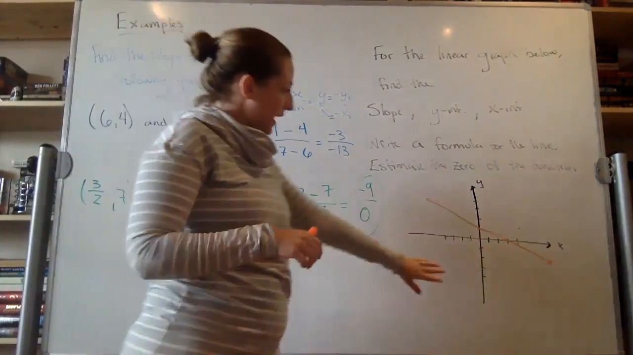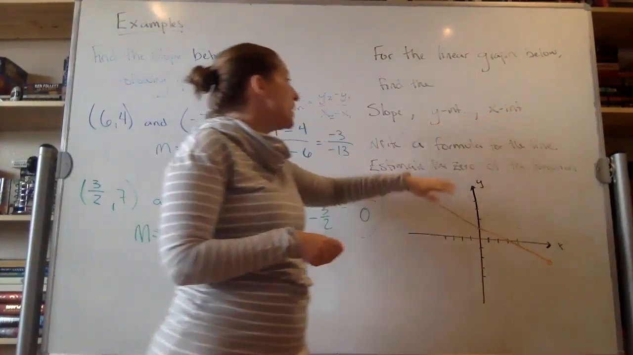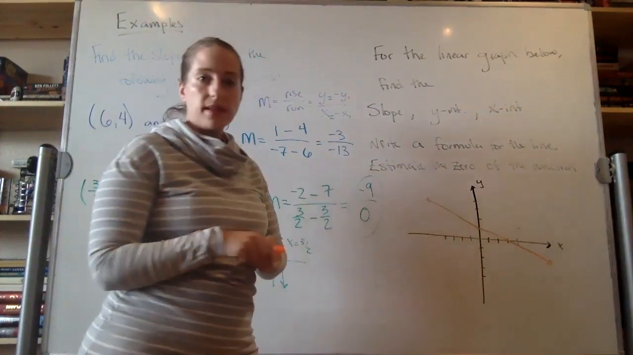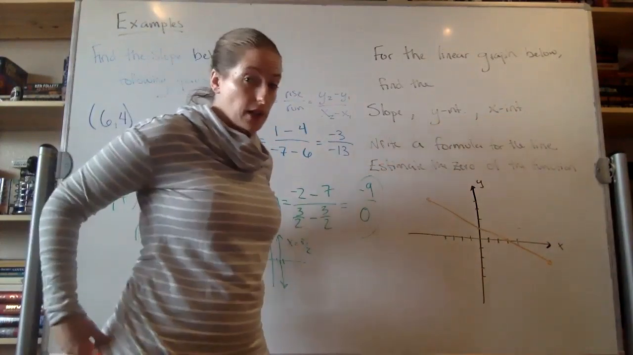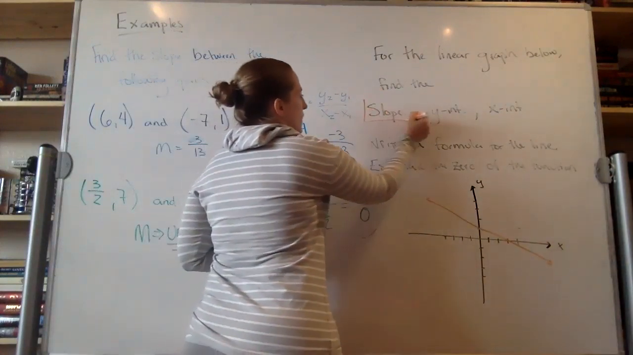Okay, so for the linear graph, so this graph here, we're asked to do several things. Find the slope, find the y-intercept, find the x-intercept, write a formula for the line, and estimate the zeros of the function. Let's see if we can do all of those things from our graph, okay? So first, we want to find the slope.